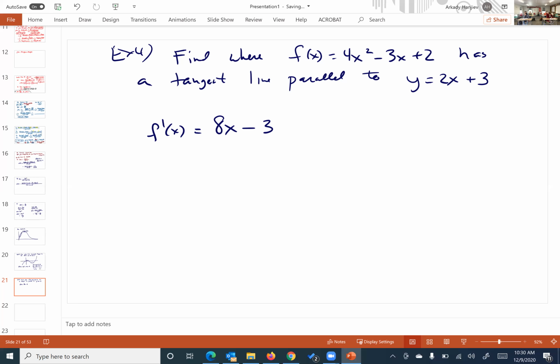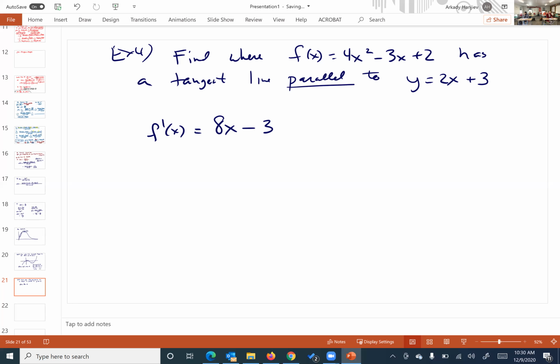Do we set that equal to 2x plus 3? Wouldn't the slope of 2x plus 3 equal 2? Yeah. So the slope is two. 8x minus 3 equals 8. But that's not the slope, that's the derivative. Wait, is that? I don't know.